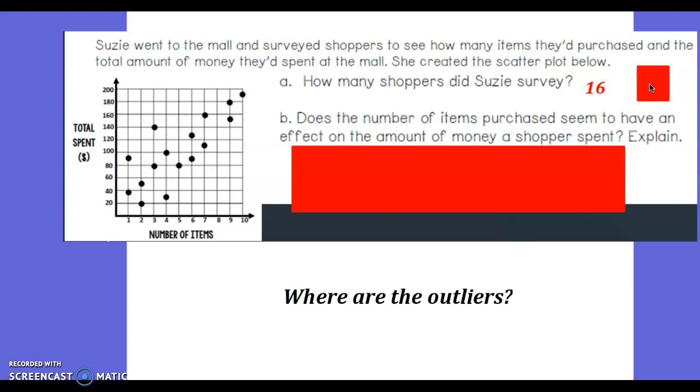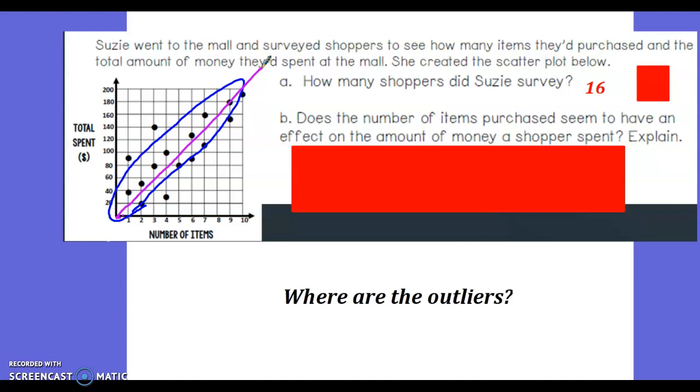Now what we want to do is look and see, is there any kind of a trend? Does the number of items purchased seem to have an effect on the amount of money that a shopper spent? So you can see here, there is sort of a general trend. Most of the dots are grouped together here along the middle. And if we would draw a line through those dots, the general trend is that it's moving upward. There's a positive slope to that.